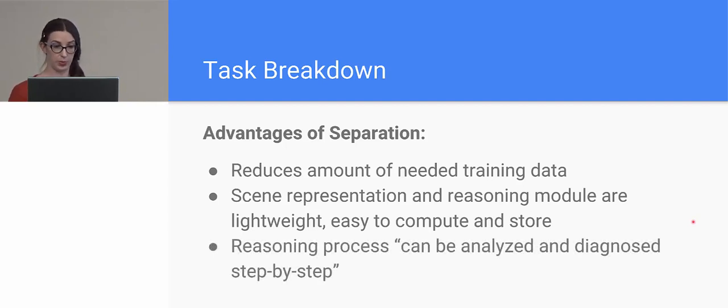So just space concerns. And then the third advantage is that the reasoning process can be analyzed and diagnosed step by step. In an end-to-end model, you have your input image, you run it through your network or series of networks, and you get your output at the end. And it's kind of a black box approach. So if you get the wrong answer, it's really hard to tell where your network is going wrong. By breaking it down into these 3 separate modules, it's easy for the authors to diagnose which component of their model is actually causing the problem.